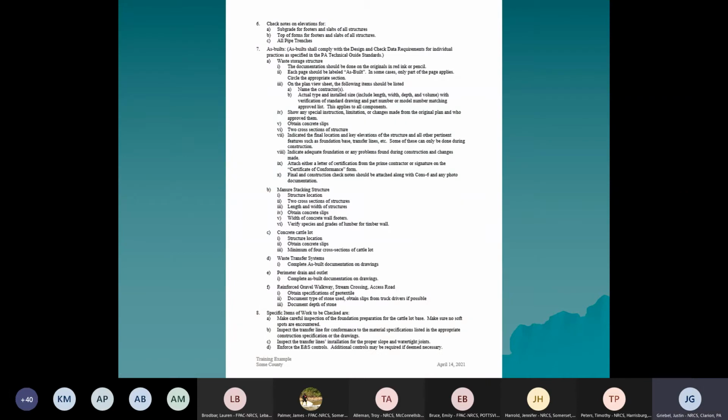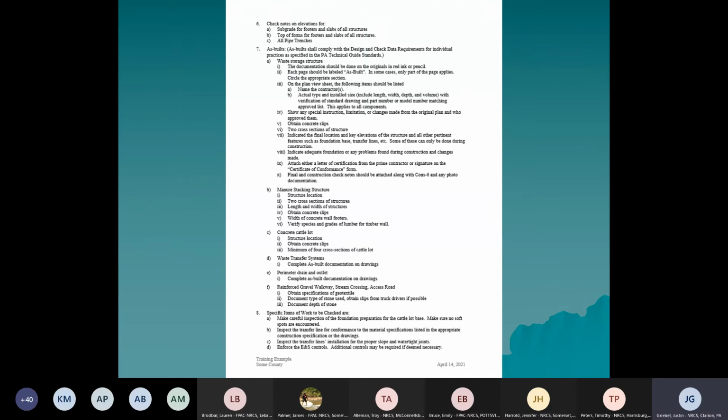And also in the quality assurance plan, it will lay out basically each practice. You have the manure stacking structure, what you need to be checking on that. Make sure it's in the right location. You want to do a couple cross sections when you complete your as-builts. That's where you need to be taking your concrete slips. And each specific item of the design will be laid out in the quality assurance plan to check.